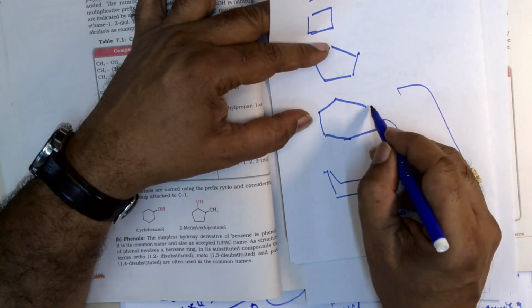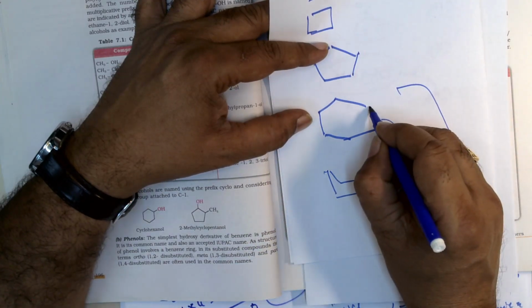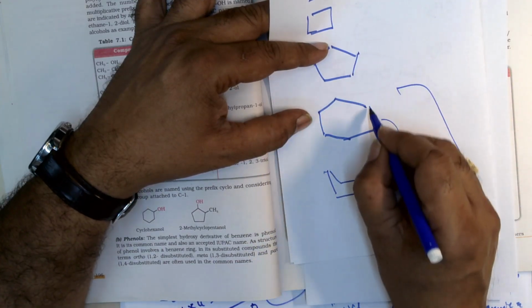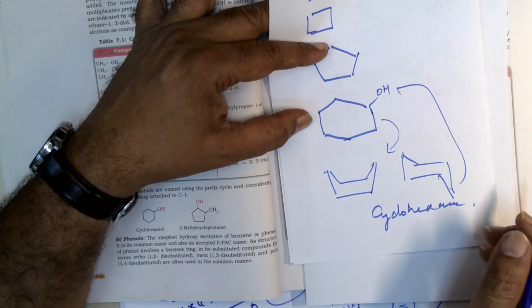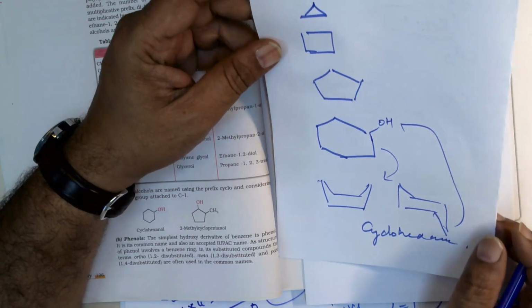And if there is any alcohol, then it can be called cyclohexanol. So can you get the formula for cyclohexanol? Simply you put like this and put OH. That's all. Okay, cyclohexanol.